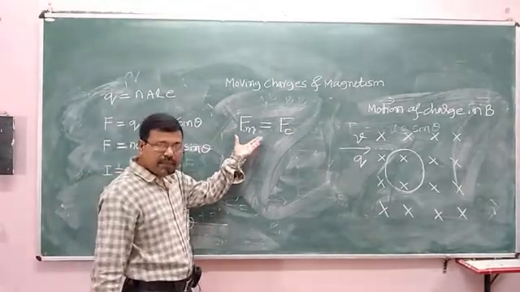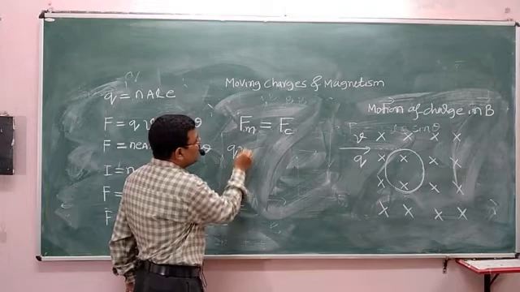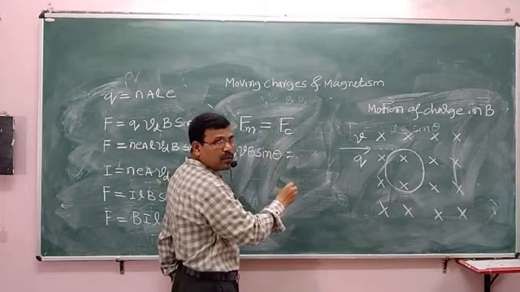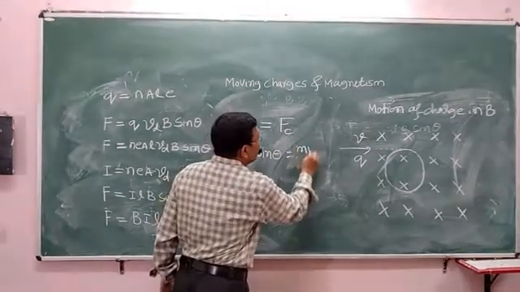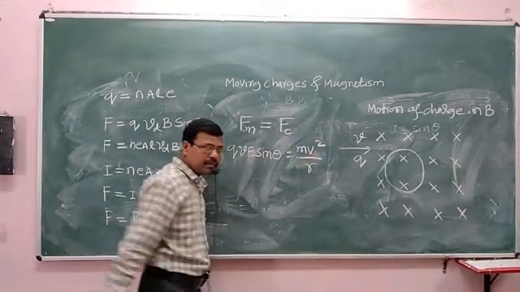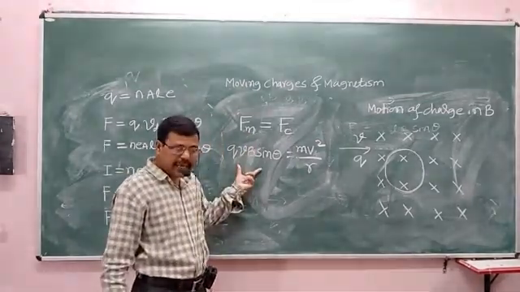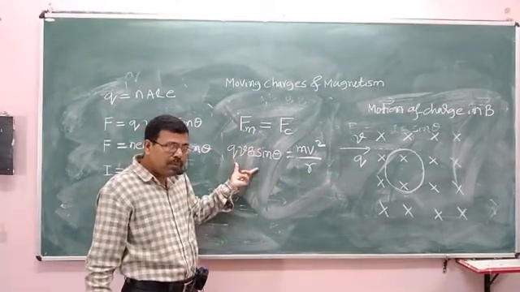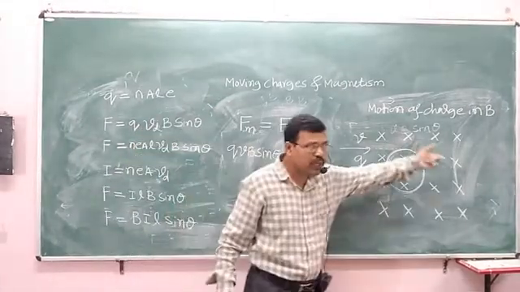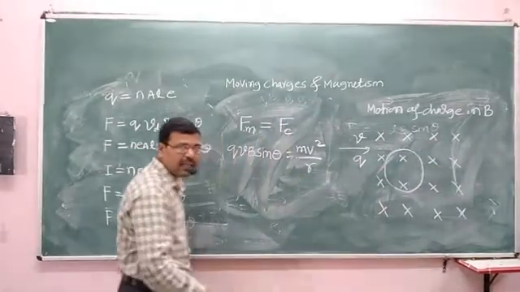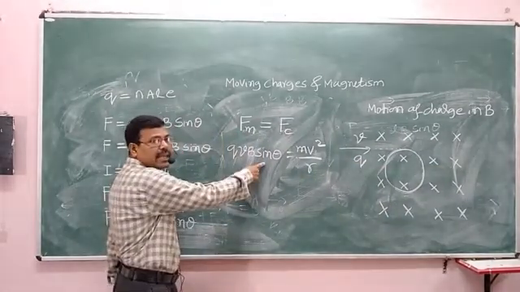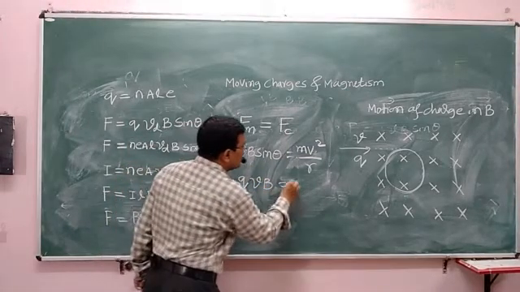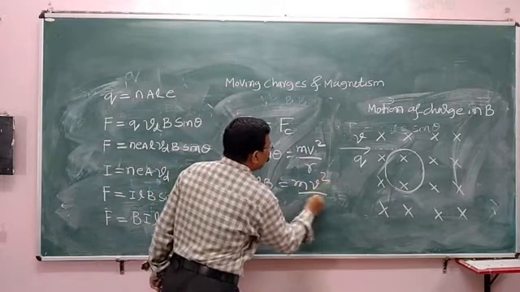Okay. What is the magnetic force? qvB sin theta. What is the centripetal force we studied in 11th class? mv square by r. Here, this magnetic force would be maximum when the angle between v and B is perpendicular, theta is equal to 90 degrees. Sin 90 is 1. Therefore, qvB is equal to mv square by r.